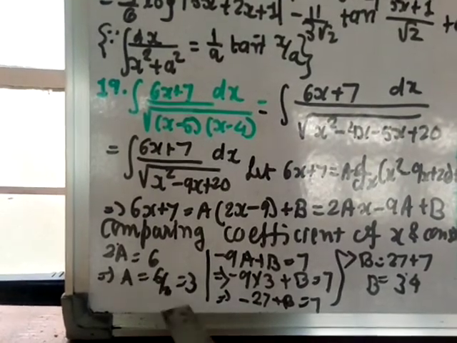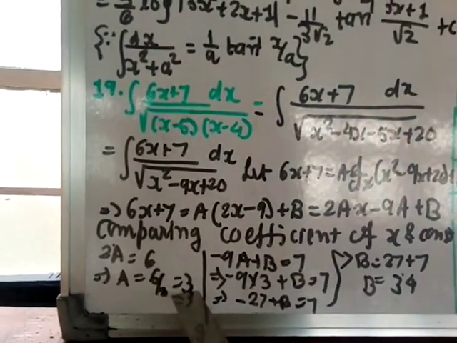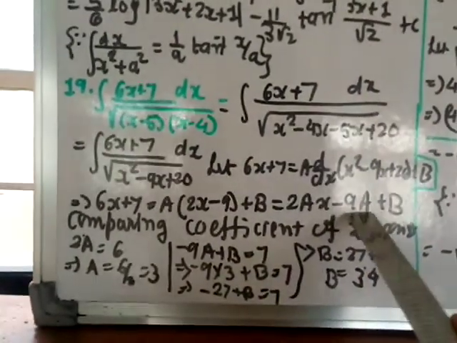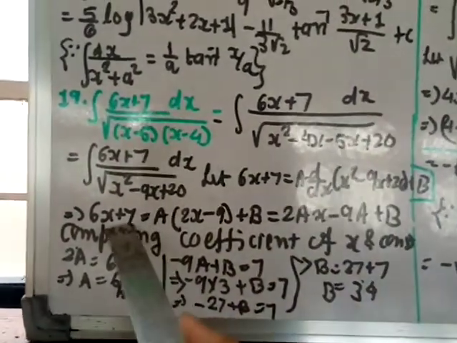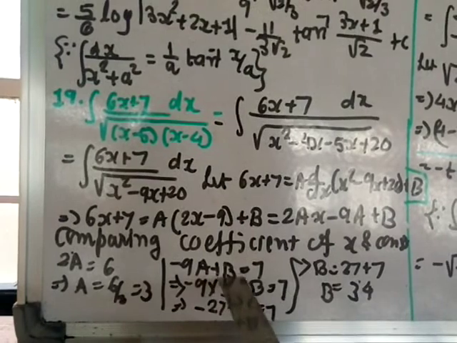Transfer 2 here, divide by 2, so 6 by 2 gives you 3. So a value is 3. And the constant term is minus 9a plus b, equal to 7 here. So minus 9a plus b equals 7.